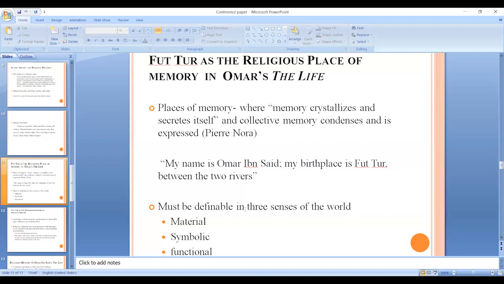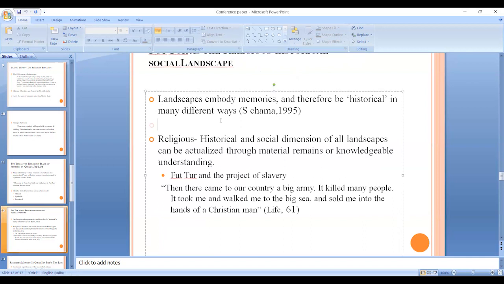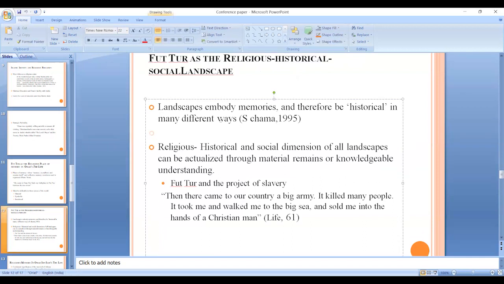"My name is Umar ibn Said. My birthplace is Futa Toro between the two rivers." And this place of memory, according to Nora, should be definable in three senses of the word: material, symbolic, and functional. And we see the three elements present in Umar ibn Said's life. Futa Toro is not just a physical and geographical topography for him. It is a religious, historical, and social landscape for him.